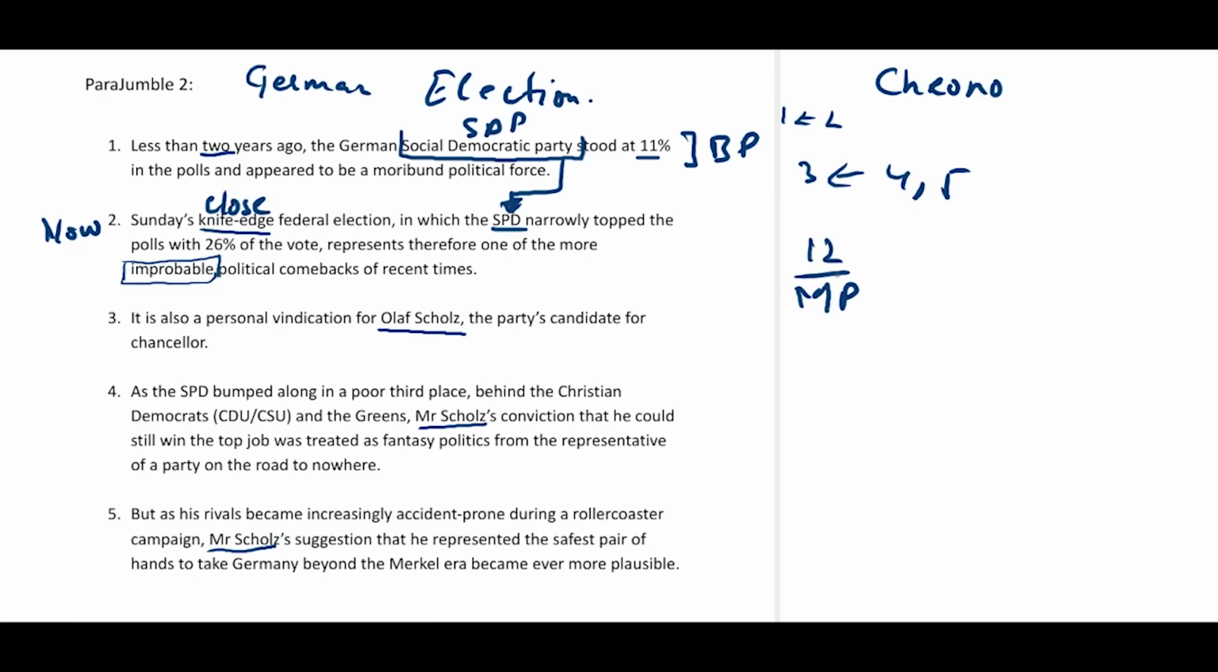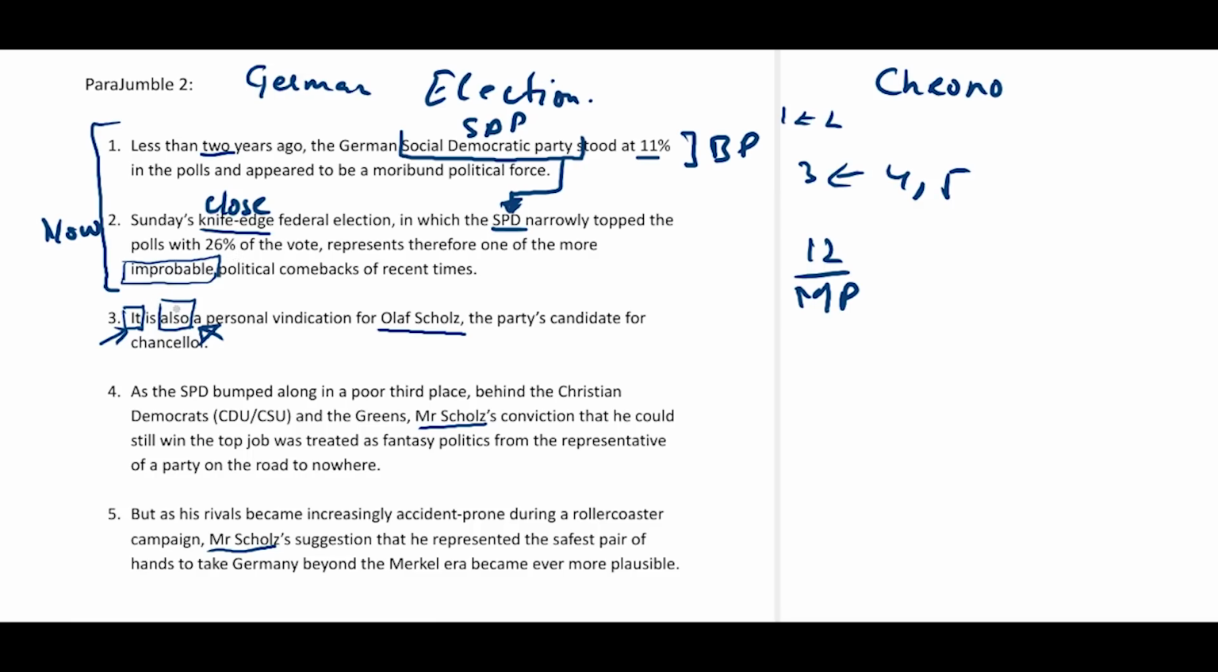Okay, let's move to statement number 3. And we have also already established that 3 has to precede 4 and 5. But it could obviously be the case that 3 can come before 1 and 2. But then again, you notice this word also. It is also a personal vindication. And secondly, you notice it. What does it refer to? Why is there an also here? Okay, firstly, it refers to this part. It refers to the Social Democratic Party winning the election in a really thin manner via small margin. So it is that part.